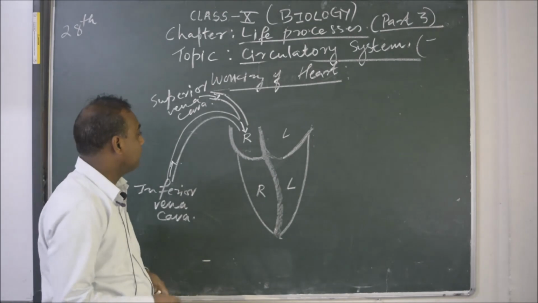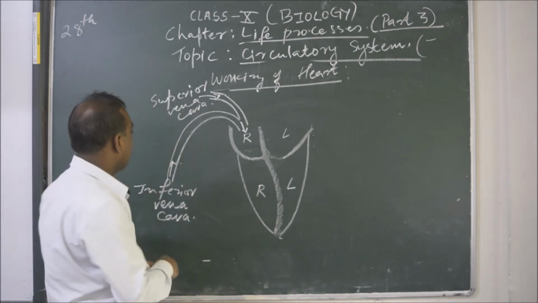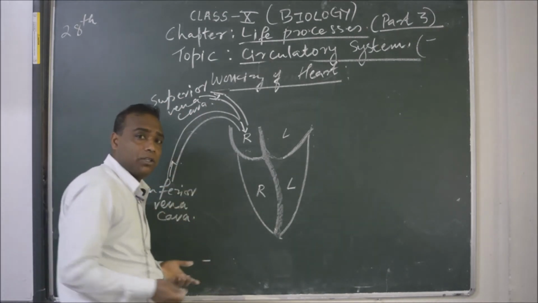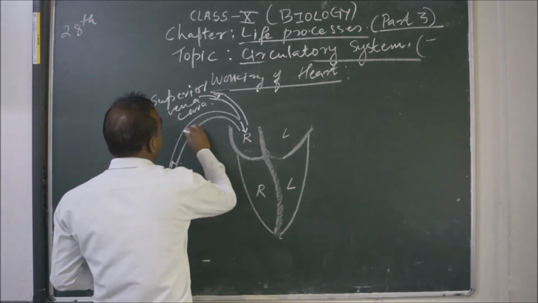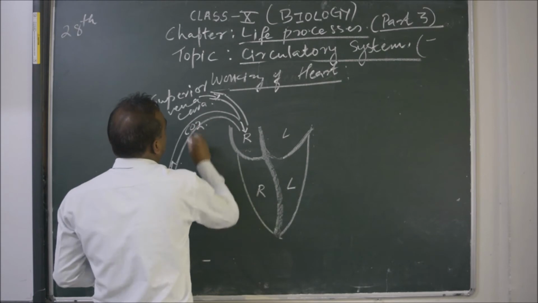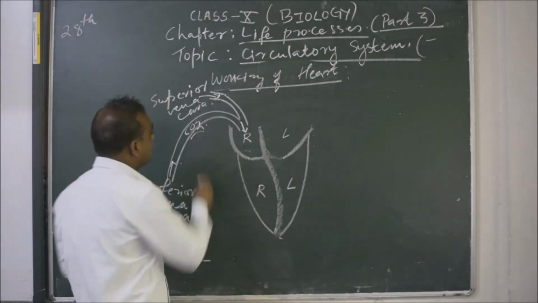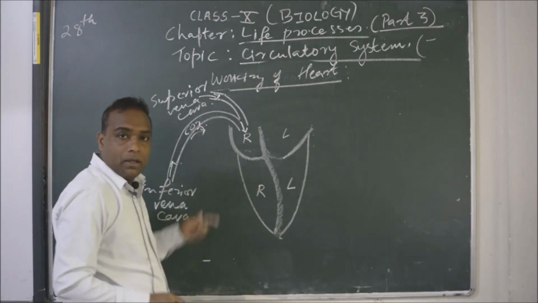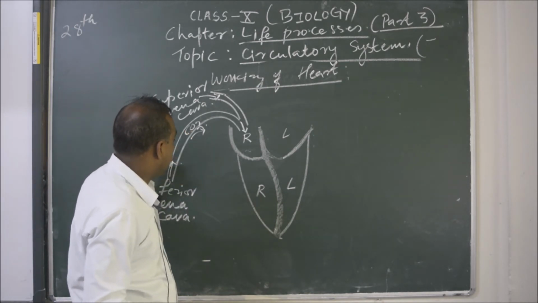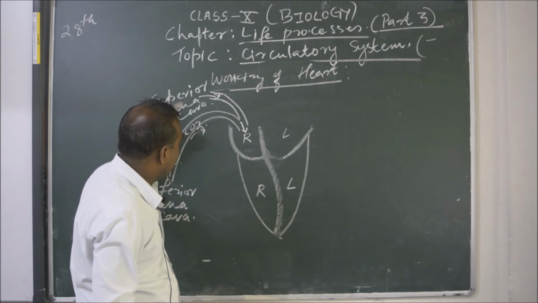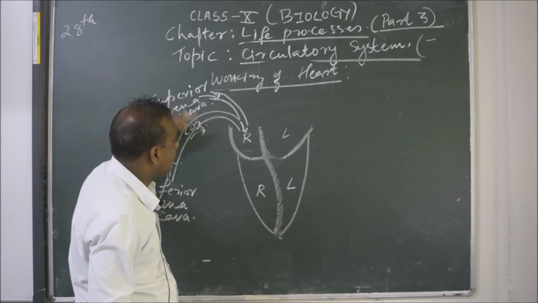Now this is how they come from the body. What type of blood do they bring? They bring the deoxygenated blood, the blood which contains carbon dioxide. So this is CO2, I am writing here. This is the blood flowing which contains carbon dioxide.